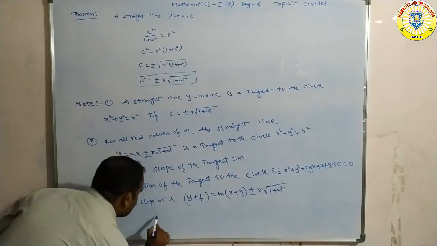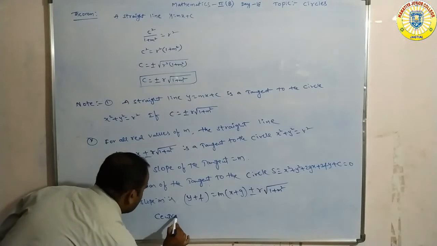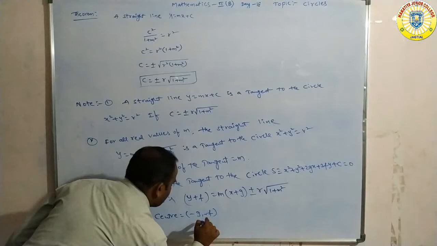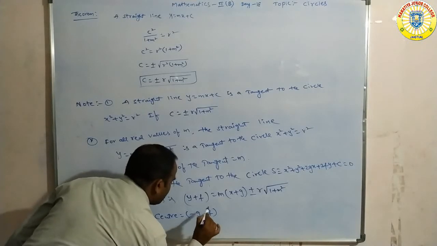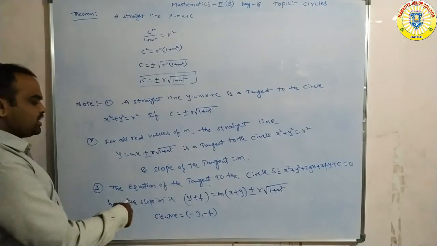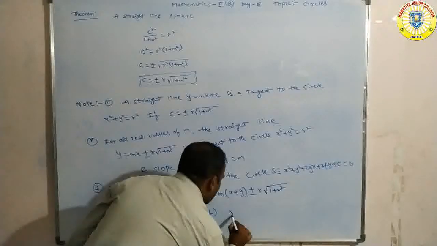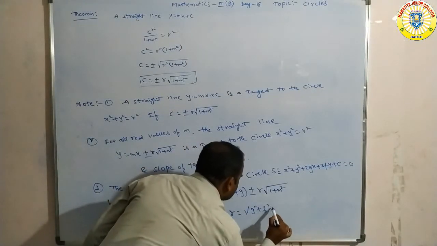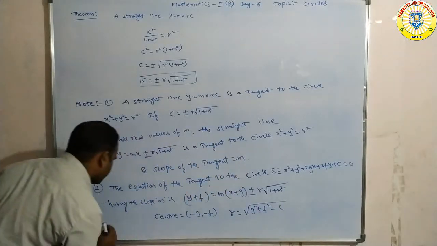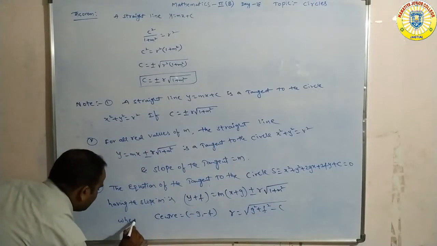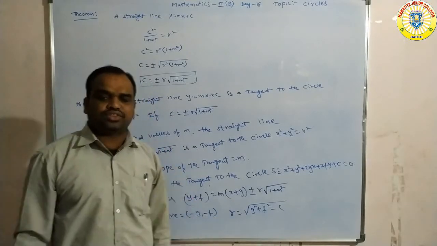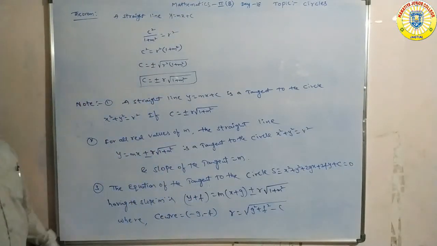Here the center is minus g comma minus f, the center of the circle. r is the radius, the square root of g square plus f square minus c. Okay? All of you write this down first. The next class will be continued tomorrow.